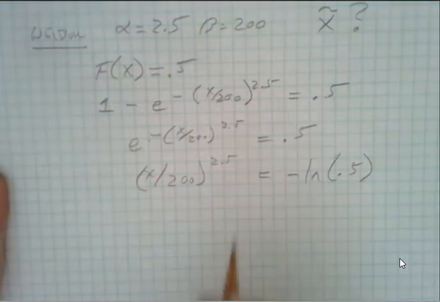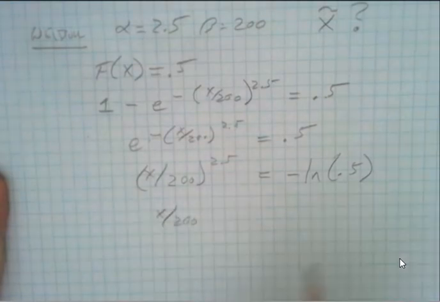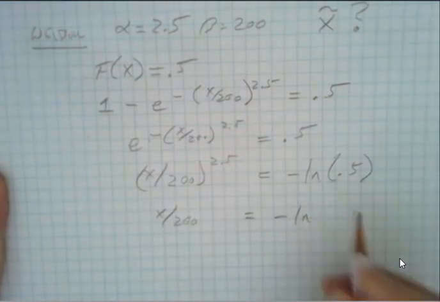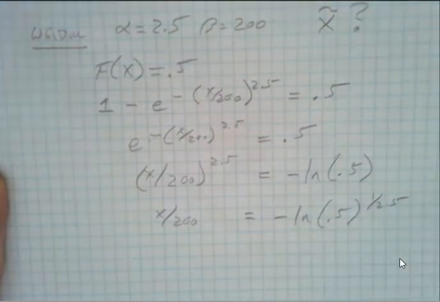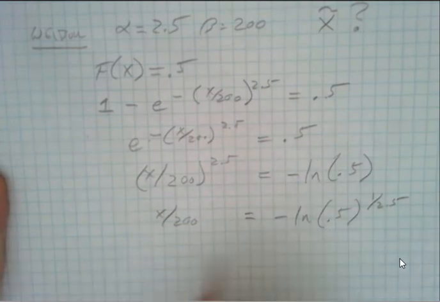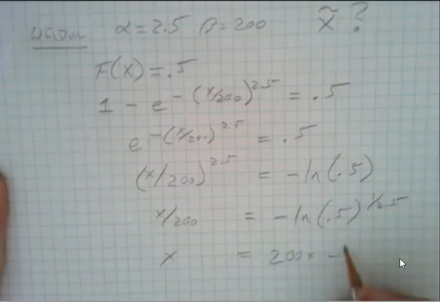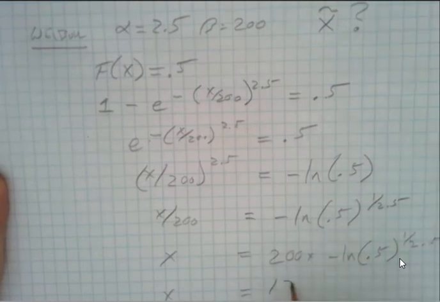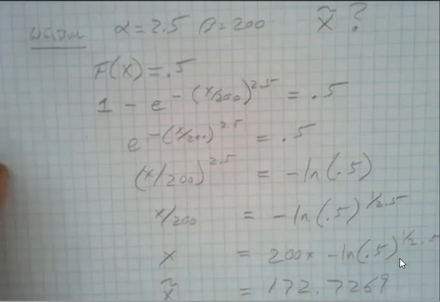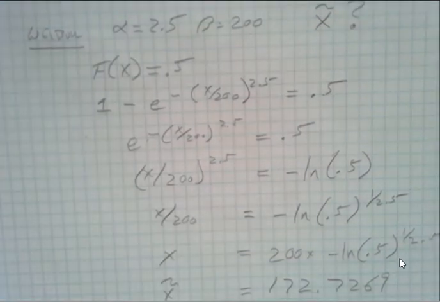Okay, we can then move our exponent over. So x over 200 is equal to negative ln 0.5 to the 1 over 2.5 root. Simple algebra at that point. We then multiply both sides by 200 and get 200 times negative ln 0.5 to the 1 over 2.5. We only have the one variable now. We simply solve that formula and find out that x in this case is 172.7269.